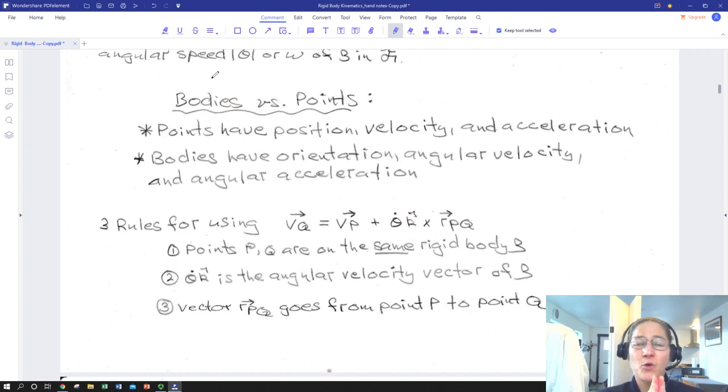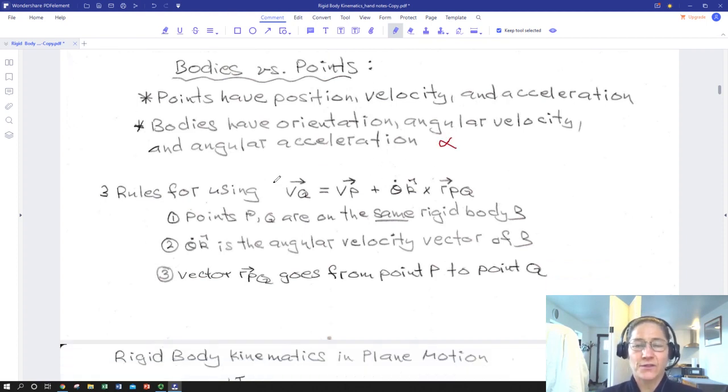So we can think of points as having a position, a velocity, and an acceleration. Bodies will have an orientation, an angular velocity, and an angular acceleration. If you have 2 points on a body, if you know their positions, you will define that angle theta versus the axis of some fixed reference frame. If you know how theta moves with time, you've got angular velocity. If you know the second derivative of theta with time, you'll have angular acceleration, otherwise known as alpha.